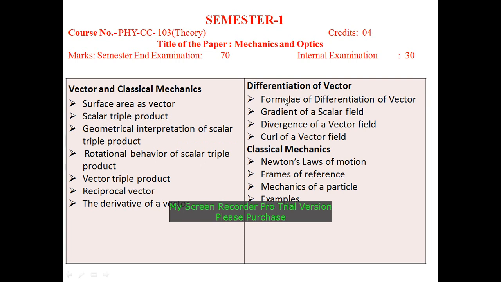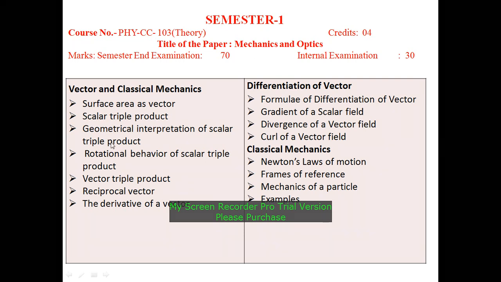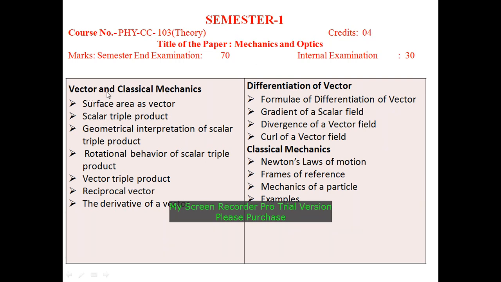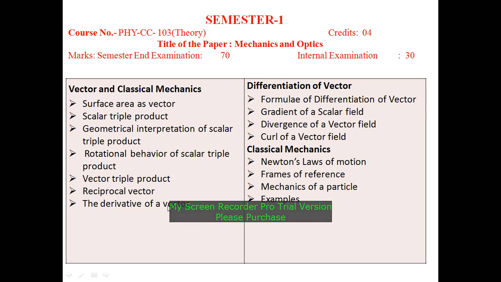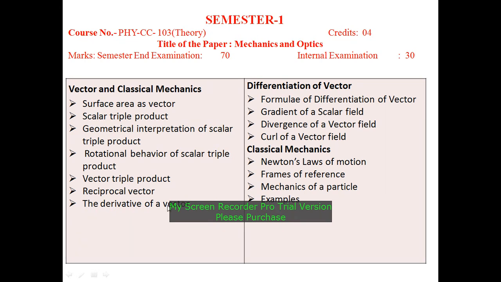Actually it is also known as mechanics in physics. So in this particular unit, we have two different kinds of topics, which are vector and classical mechanics. Actually, classical mechanics is not explainable without vector analysis. So first of all we are going to study vector analysis, and then we study some topics from classical mechanics.